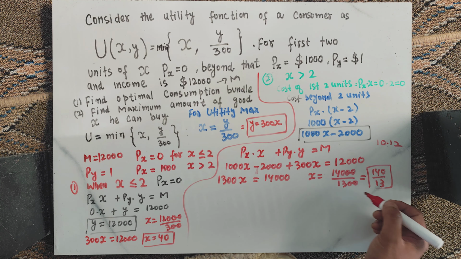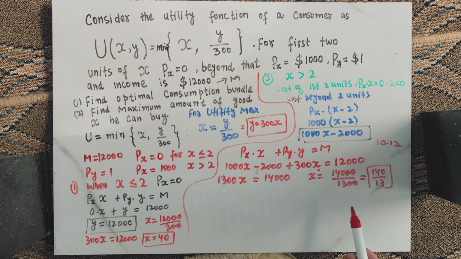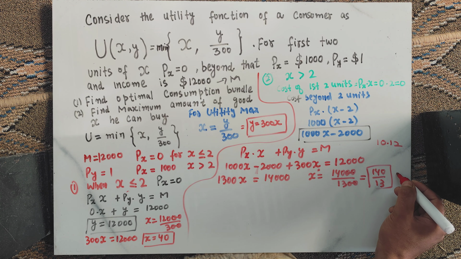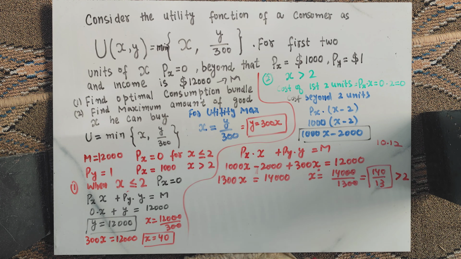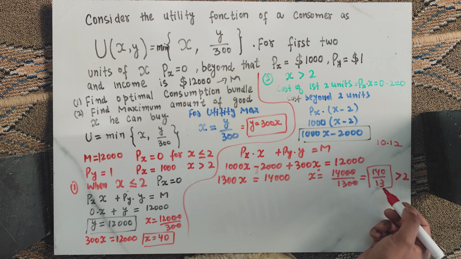So this is the optimal consumption of good X, and you can see it is greater than 2. This condition is not violated here, because we are getting X greater than 2.